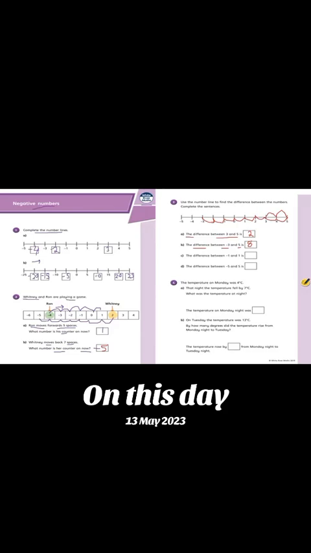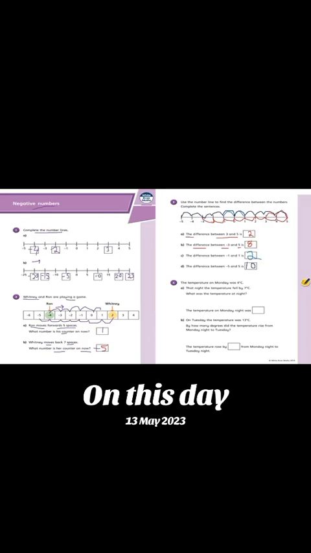For part C, the difference between -1 and 1. Let's change our color here. -1 and 1: 1, 2. So the difference will be 2. The difference between -5 and 5: again, start here, 1, 2, 3, 4, 5, 6, 7, 8, 9, 10. So it's going to be 10 jumps, so the difference is going to be 10. Think of the word difference as the number of jumps that I'm doing.